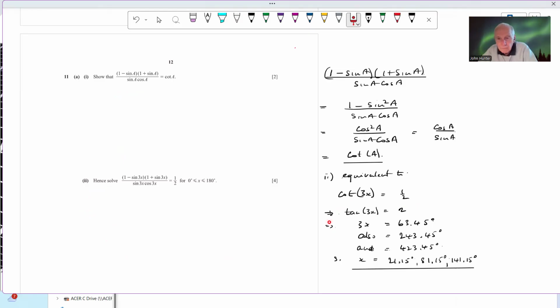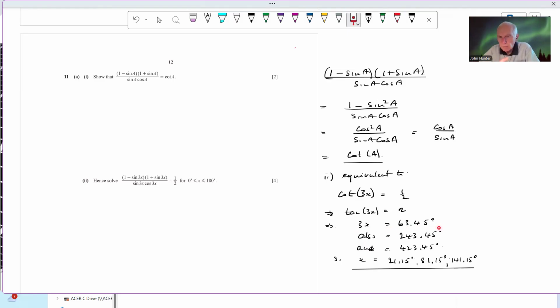Okay. So how do you solve cotangent things? You can't really, because you don't have them on your calculator, or you might have them on your calculator, but you don't want to be using that. So we just twist this round, take the inverses. We've got tan 3x equals 2. Therefore, using the inverse tan, 3x is equal to this.